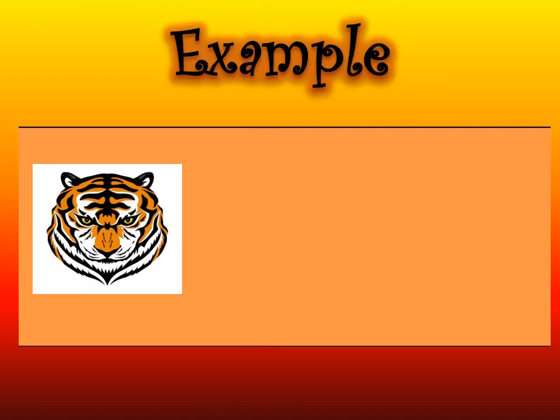You can see a picture of a tiger. We can say a tiger, savage tiger. Savage is the adjective form of tiger. It describes the character of the tiger.